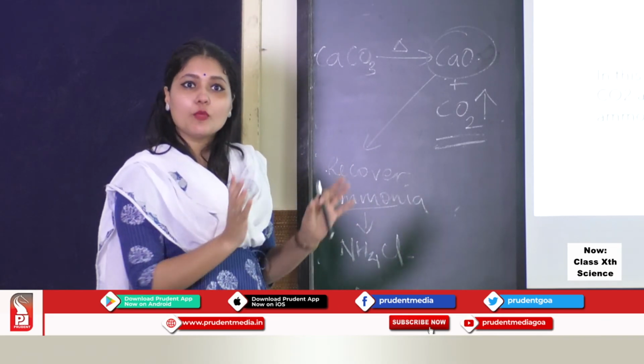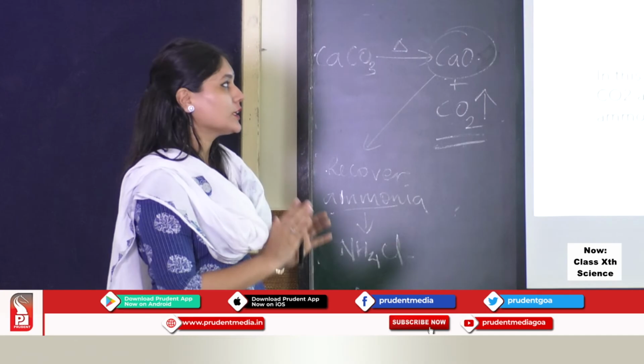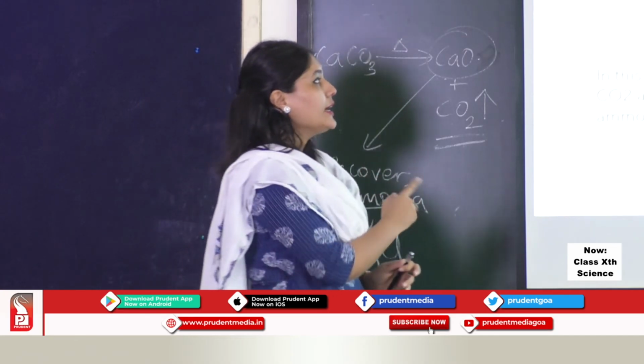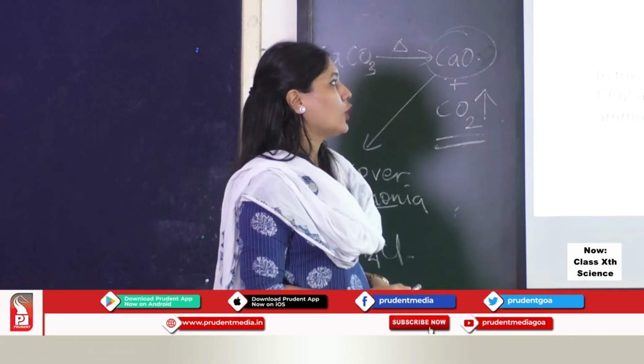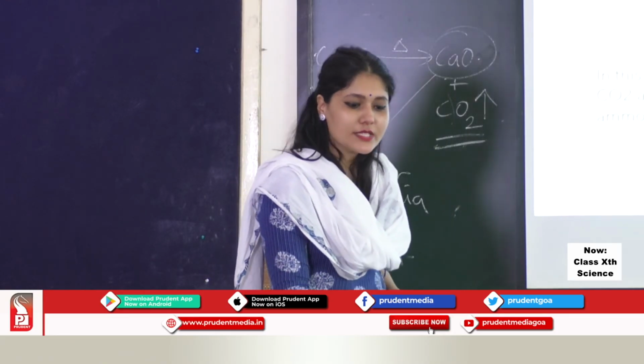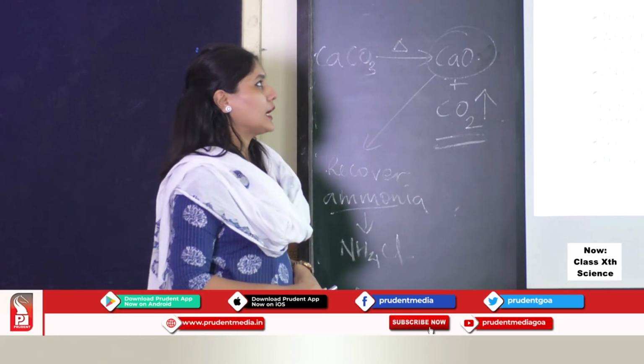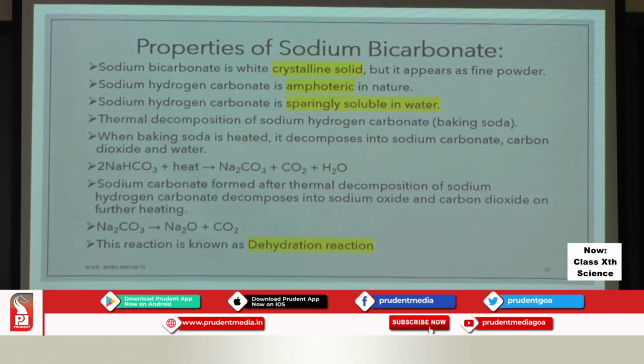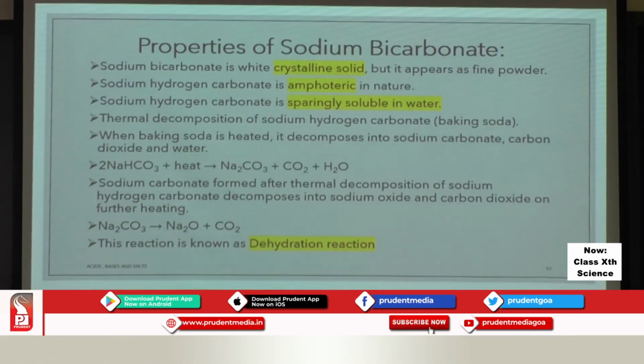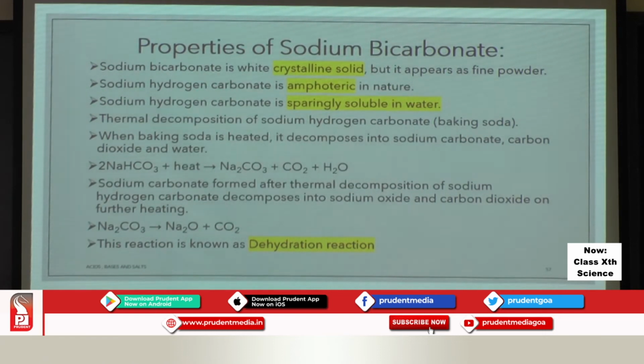So this is how baking soda, that is sodium hydrogen carbonate or sodium bicarbonate, is prepared using the method called Solvay's process. Now let us see some properties of sodium bicarbonate. First of all, it is a crystalline solid and it appears as a fine powder. It is amphoteric in nature. We have learned about acidic nature and basic nature. Now what is amphoteric nature? When a substance can react with both acid as well as base to give you salt and water, we call that nature amphoteric.